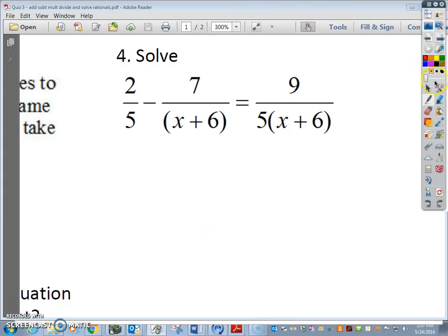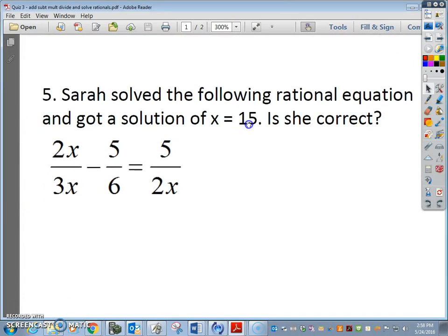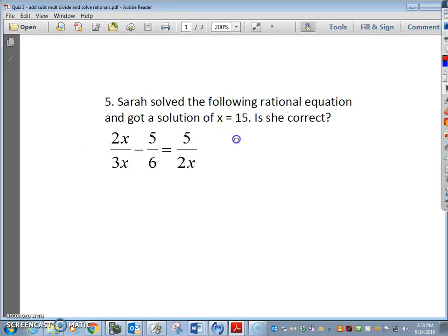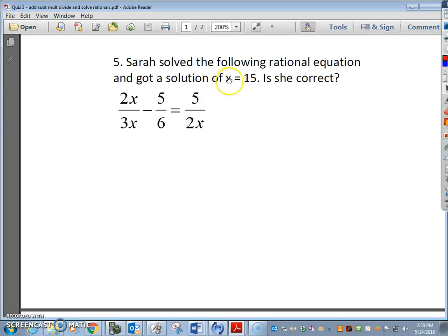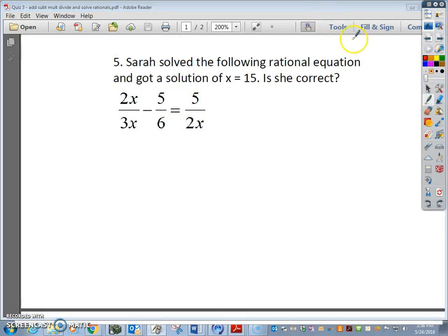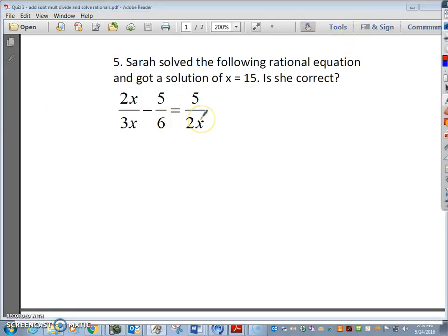Okay. And then the last one, all that one says is show that Sarah solved the following rational equation and she got a solution of 15. Is she correct? Well, let's see if 15 is the right answer. We have two options. We can plug it in or we can solve it like the last one. Since we already did the last one, I'm not going to do it that way. I'm just going to plug it in. You can do either one. You can solve it just like the last equation or plug it in.